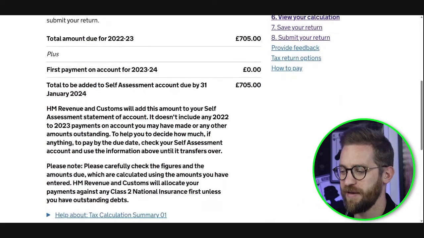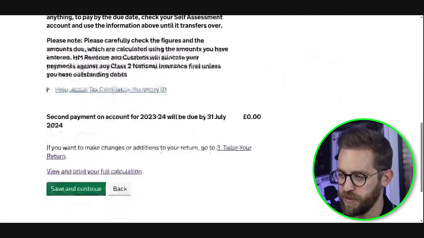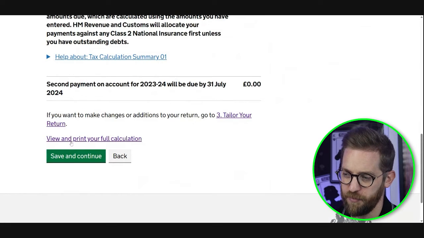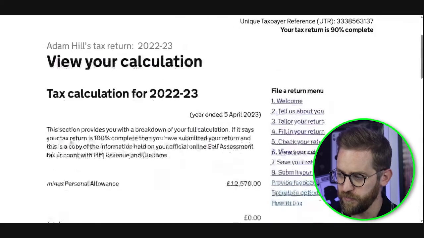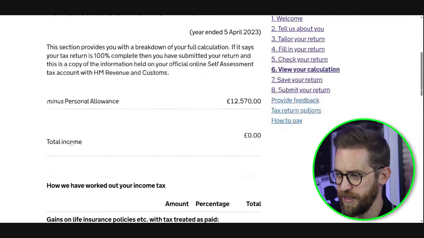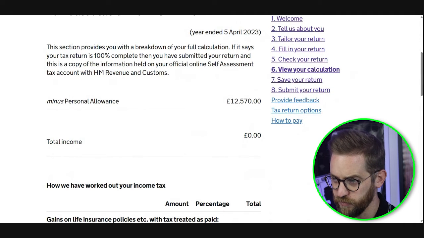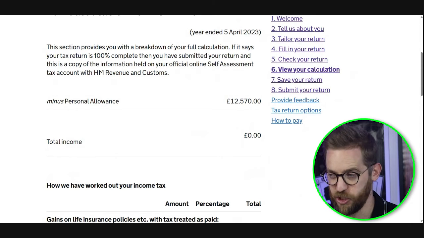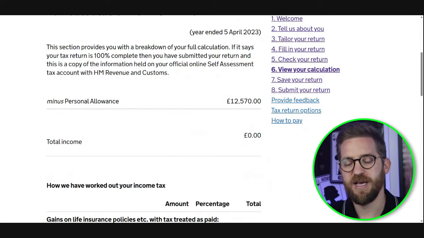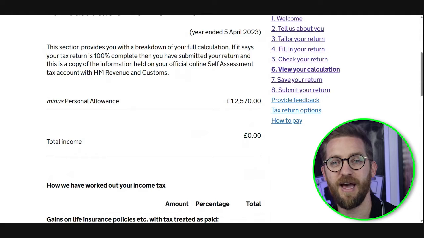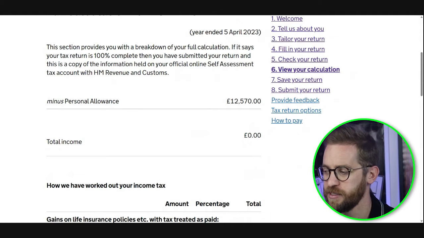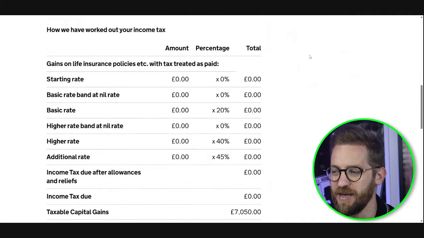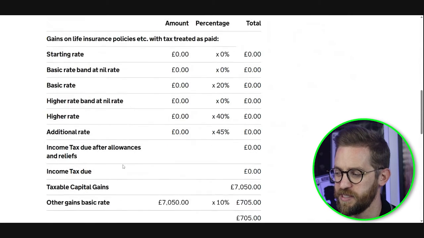And if we want to know where that figure has come from, we can scroll down to the bottom and view and print your full calculation to get the full details. So in here, you can see at the top, we've got a personal allowance of £12,570. That won't apply in this situation unless I've got income from elsewhere. You cannot use your personal allowance against capital gains. It doesn't work like that. You have a separate capital gains allowance. So I'll scroll down. This is the income section. So if you have employment income, self-employed income, that kind of thing, you'll see it detailed here.